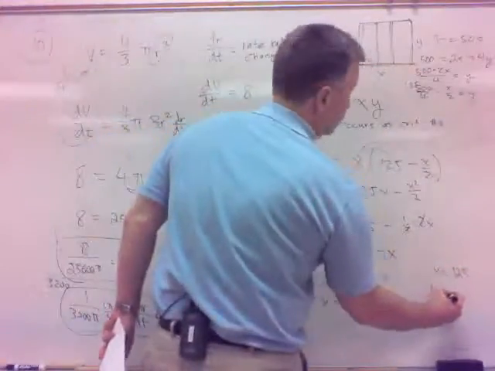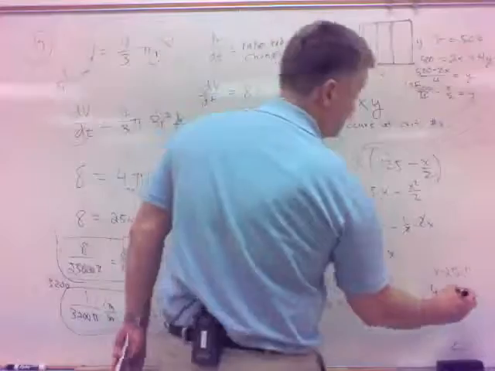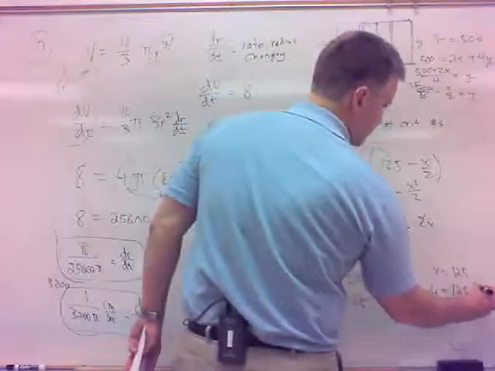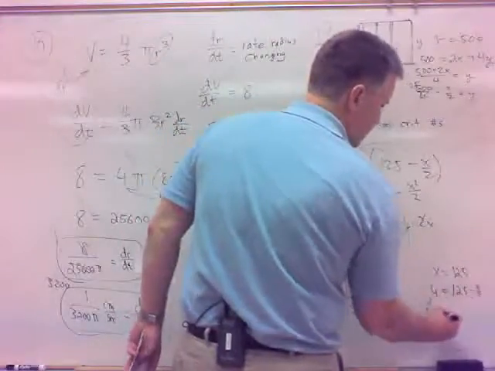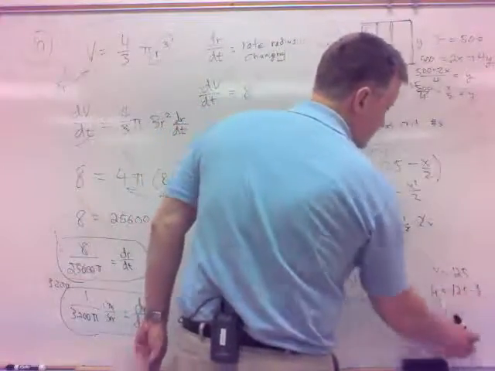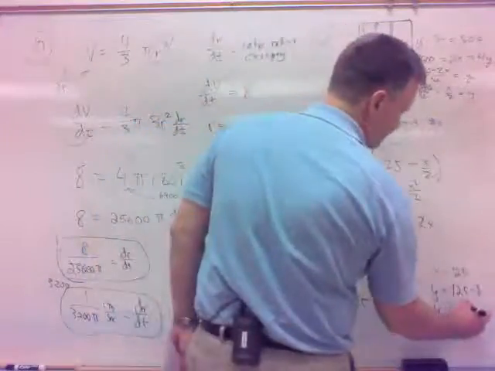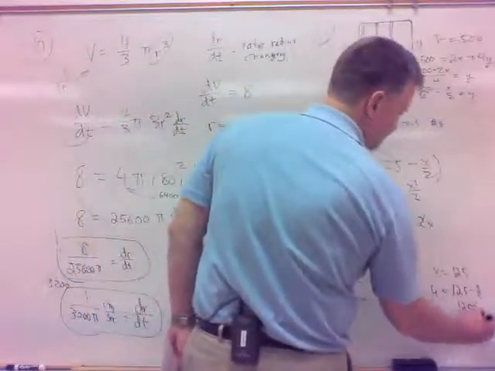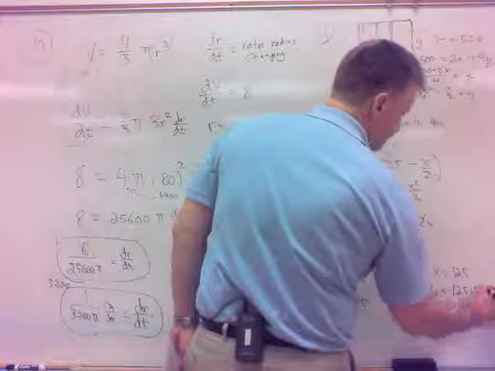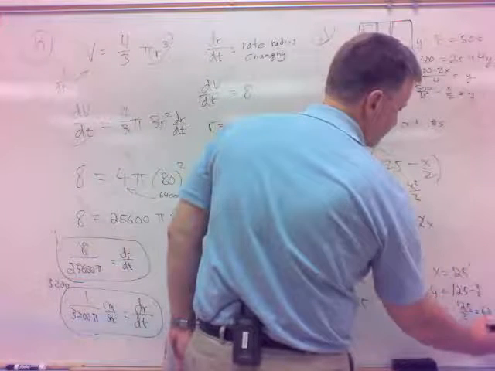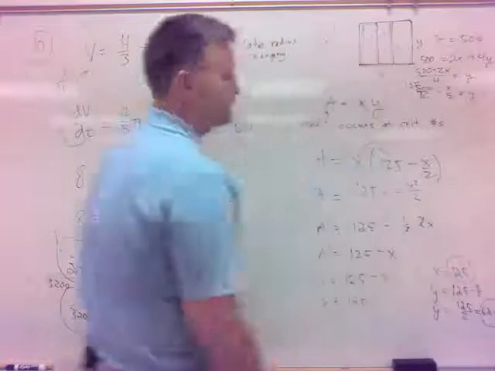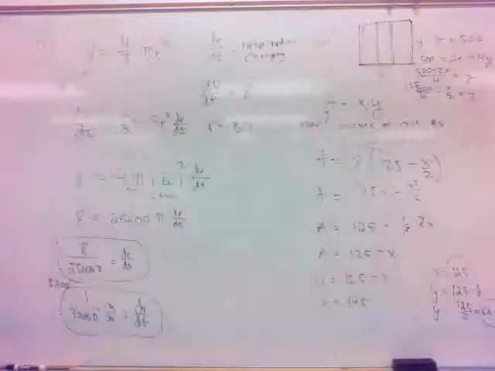The y then is 125 minus x over 2, so that would be 125 minus 125 over 2, which is 125 over 2, 62.5 feet. So the x is twice as long as the y dimension.